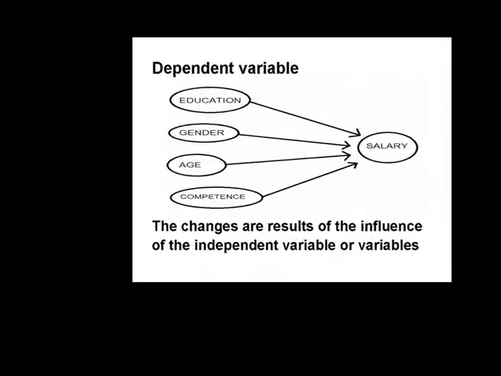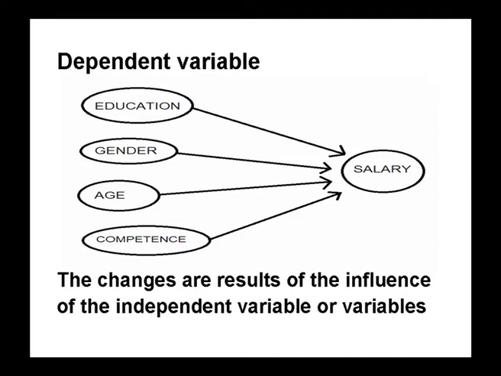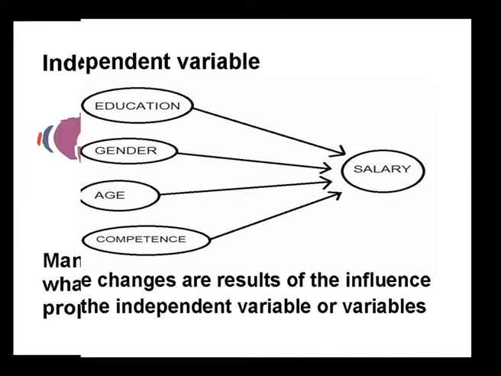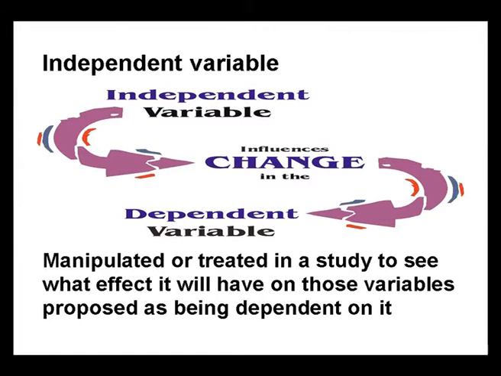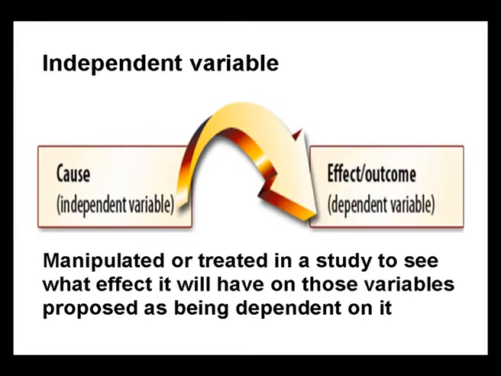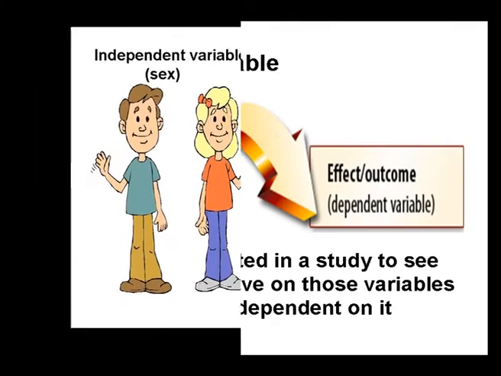In experiments, we identify two different variables. One is the dependent variable, in which the changes are results of the influence of the independent variable or variables. The independent variable is the one that is manipulated or treated in a study to see what effect it will have on those variables proposed as being dependent on it. For example, sex is an independent variable and education is a dependent variable.